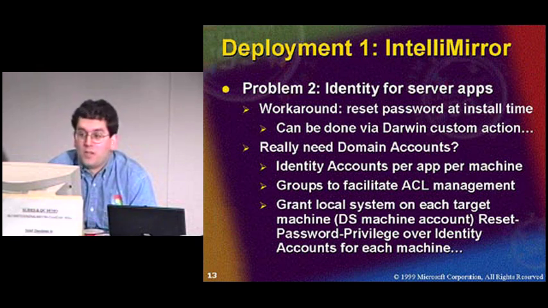So one workaround is basically to reset this password at the time that the application is installed. This could be done in a script, a logon script, or it could be done in a Darwin custom action. The Windows Installer is extensible and can run arbitrary code by adding custom actions to these Windows Installer files. So as this application gets deployed to the machine, the script would go in and reset the password to a new random value, and that would then be used and would then be stored in the COM+ catalog using the COM administrative interfaces.